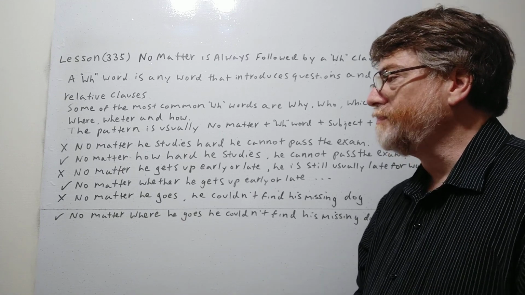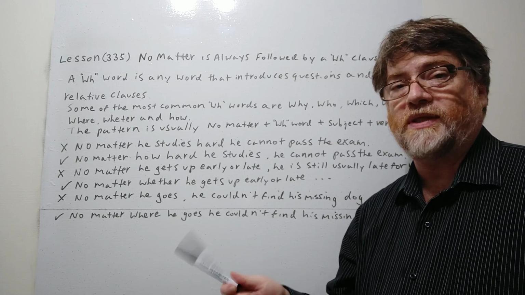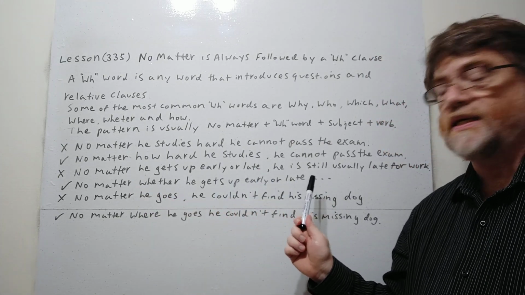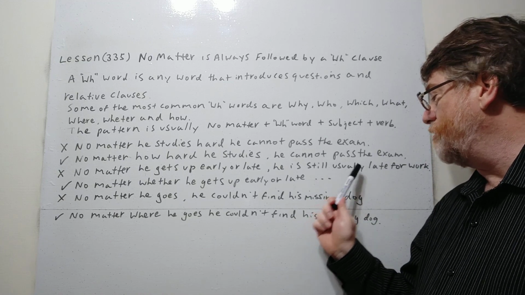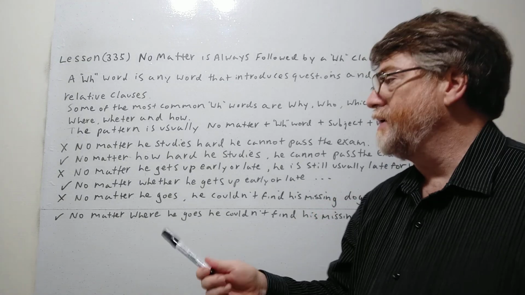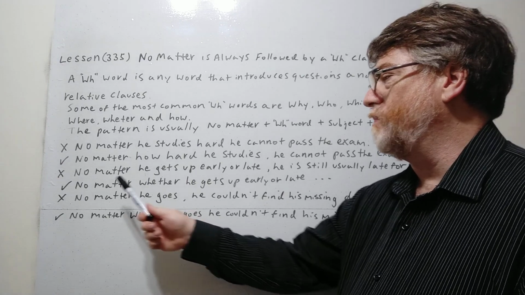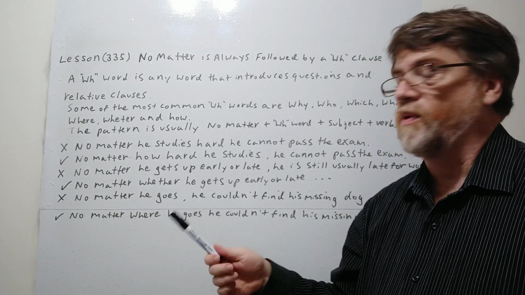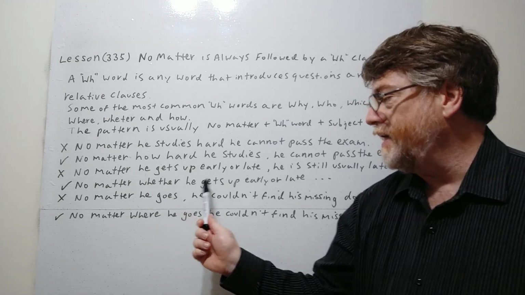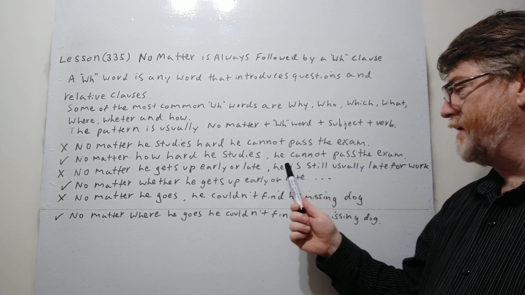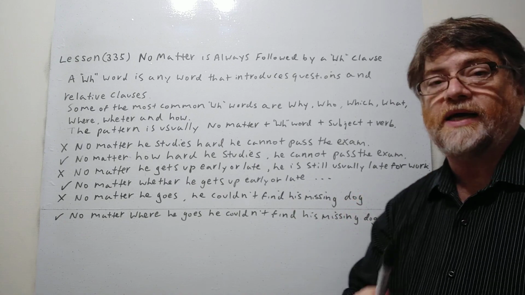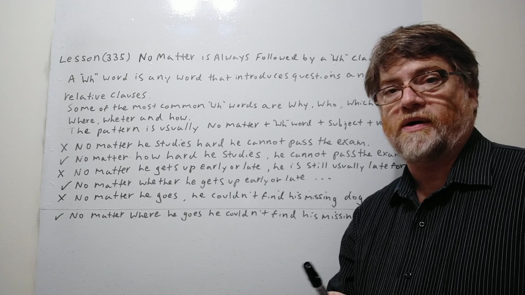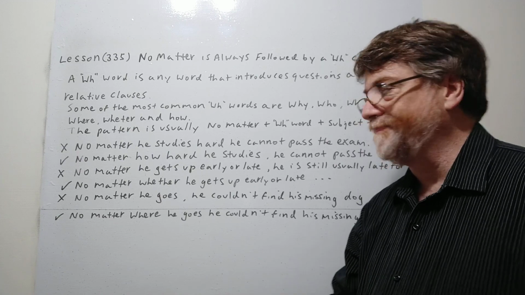Okay, so let's look at the second one. Again, with the X, this is wrong. No matter he gets up early or late, he is still usually late for work. So again, with the check, this is correct. No matter whether, sometimes we use whether for meaning like if, he gets up early or late, and the same thing, he is still usually late for work. So again, you needed that WH word to follow no matter.